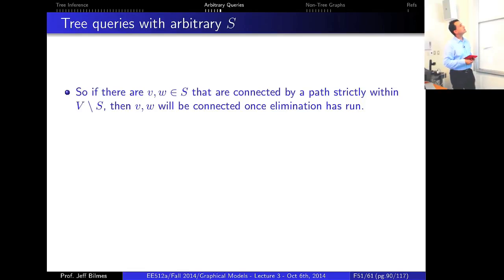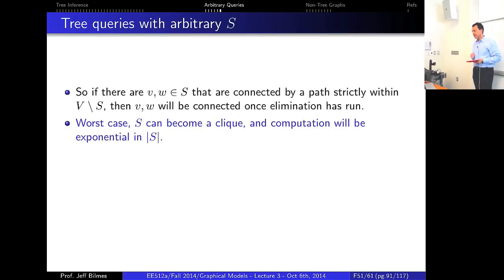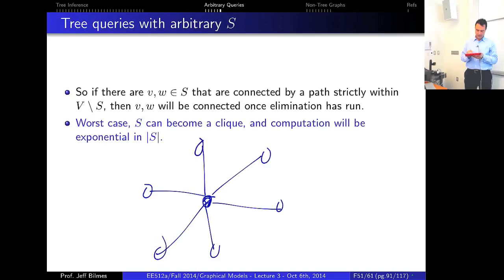So here's another statement of the theorem. So in the worst case, S can become a clique, right? Like, you remember the star graph that we saw before? So we have a vertex there. Suppose S consisted of all this stuff, right? So S was the tire of the bicycle spoke hub, and the axle was the thing that you're eliminating first. So is there a path?